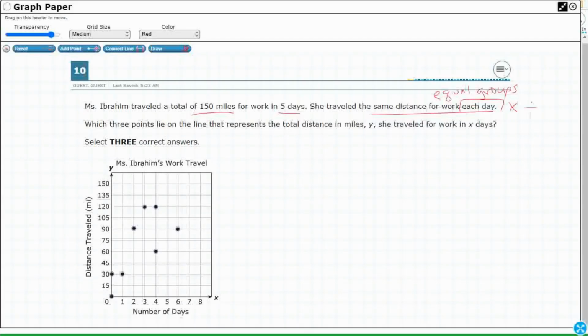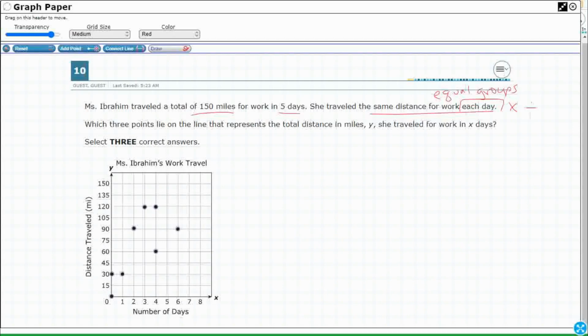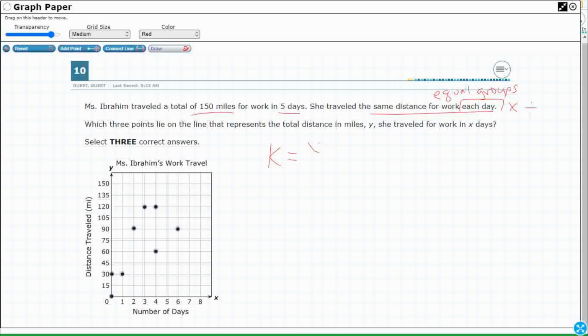But even if we were confused, look, they give us the y and the x, right? So k equals y over x. And look what they tell us, the y is total distance in miles. And then they tell us that x is days, so miles over days. So even if we're not sure which one is the independent variable, which is your x, or your dependent variable, which is y, they give it to you: miles over days. Well, look at that.